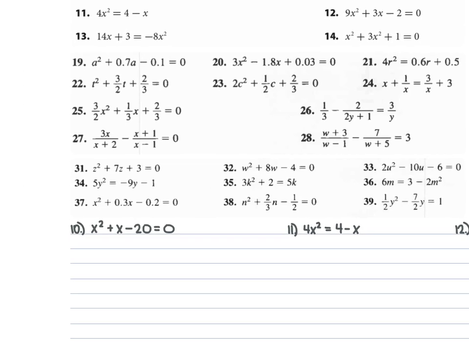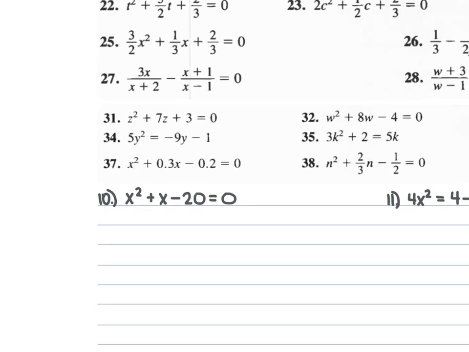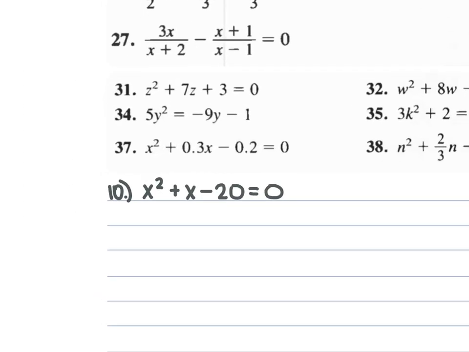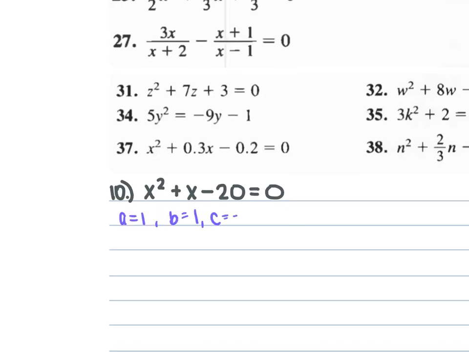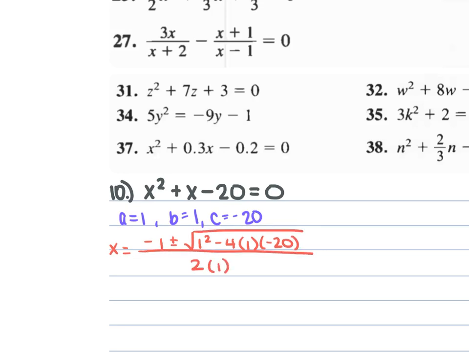For 10, we're given x squared plus x minus 20 is equal to 0. So for this one, our A is 1, our B is 1, and our C is negative 20. So plugging this into our quadratic formula, we're going to have x is equal to a negative 1 plus or minus the square root of 1 squared minus 4 times 1 times negative 20 all over 2 times 1.